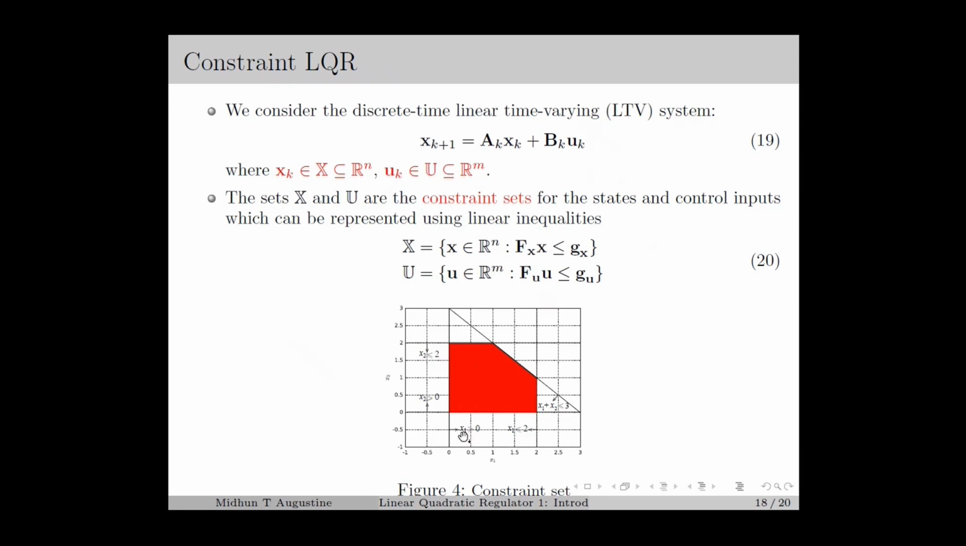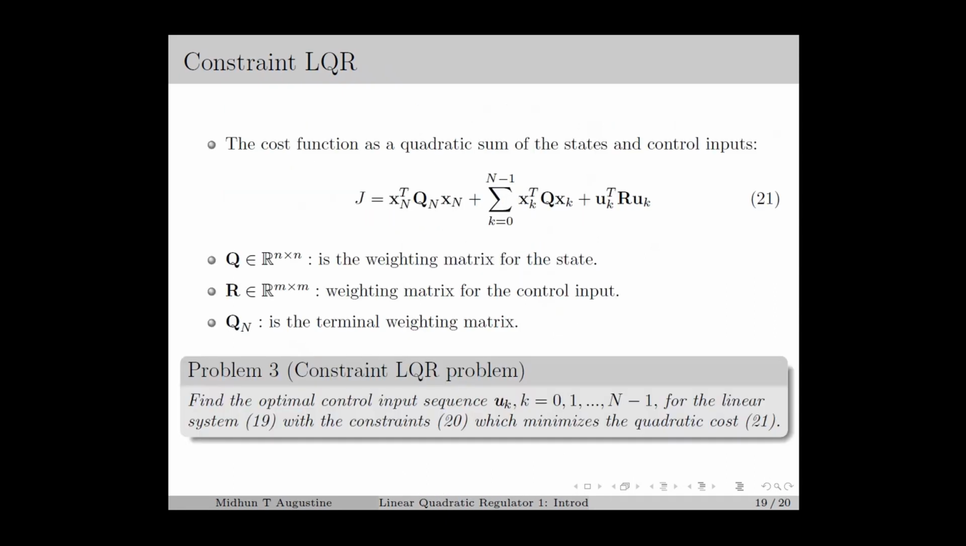Here we use a set of linear inequalities corresponding to which we have a feasible region as shown in the red color. And this set of linear inequalities can be compactly represented using a matrix inequality like this. And we will discuss this in detail later. Now, the cost function is chosen as in equation number 21, in which Q and R are the weighting matrix for the states and control input, and QN is the terminal weighting matrix. Now, the constraint LQR problem is to compute the control input for the linear system with the constraints that minimizes this quadratic cost.